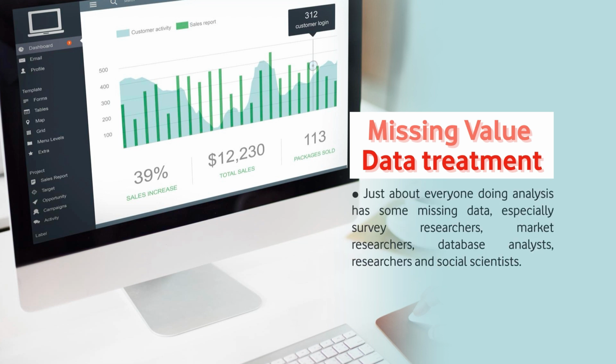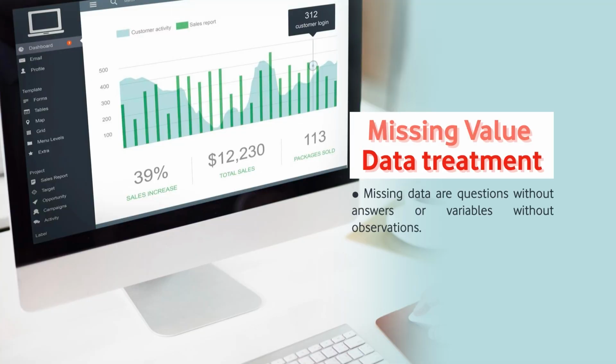Just about everyone doing analysis has some missing data, especially survey researchers, marketing researchers, database analysts and social scientists, who are always going to work on these kinds of data sets. So missing data are questions without answers or variables without observations. This is how we can say it in a single sentence.